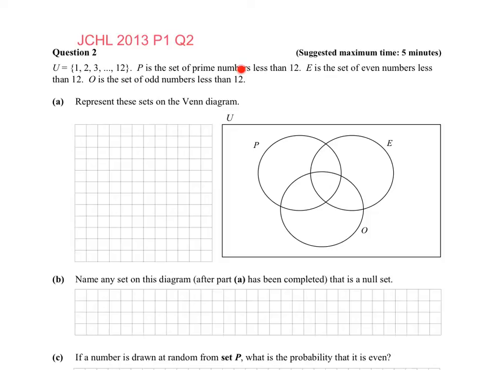P is a set of prime numbers less than 12, E is a set of even numbers less than 12, and O is a set of odd numbers less than 12. So we're asked to put those various different elements into a Venn diagram. So the prime numbers less than 12, well, we have 2, 3, 5, and 7, and lastly 11.